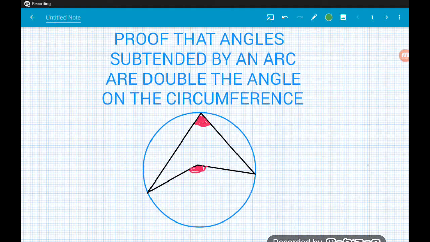Hey guys, another circle theorem proof here. So this time we want to prove that the angle subtended by an arc is twice the angle at the circumference of the circle. Or if we have this arrowhead type thing inside of a circle, where there's two radii going from the centre to the circumference at the bottom, we want to prove that that angle in the centre is twice as big as the angle at the circumference.